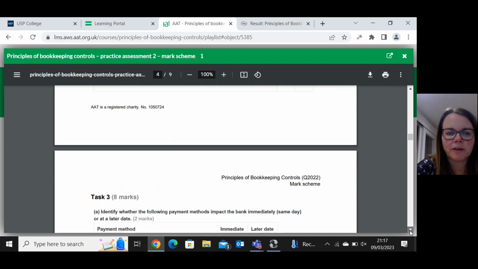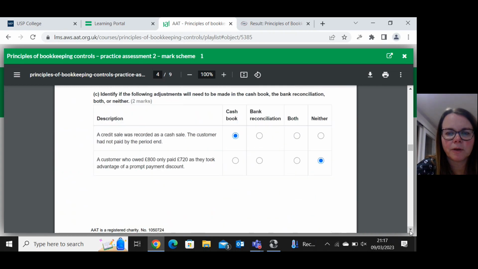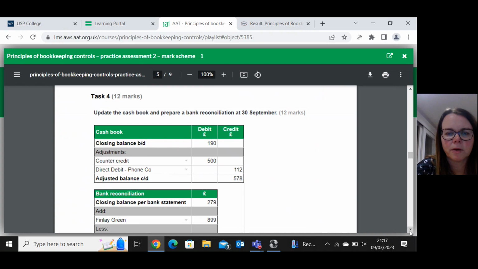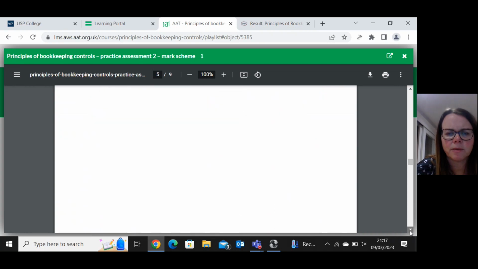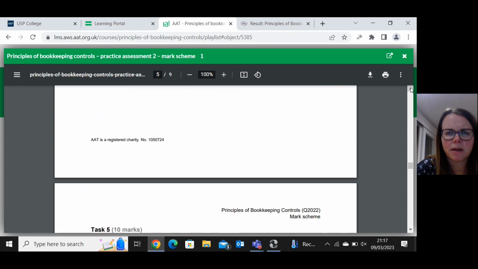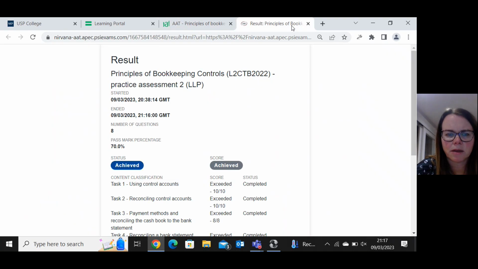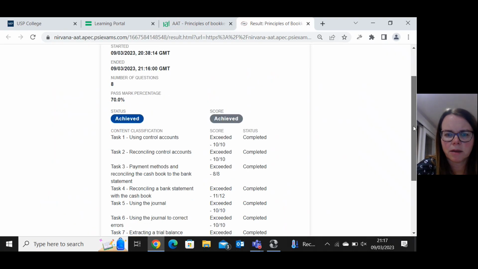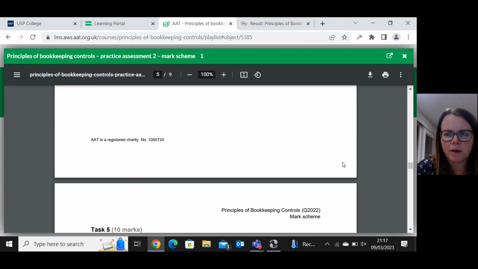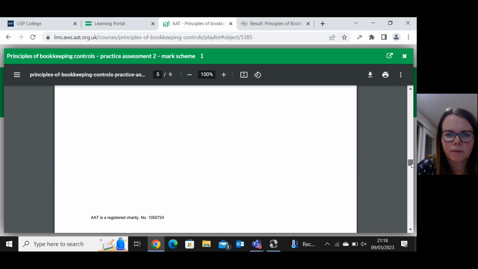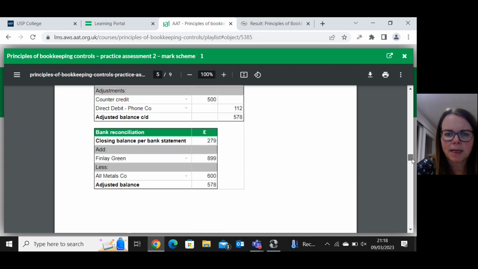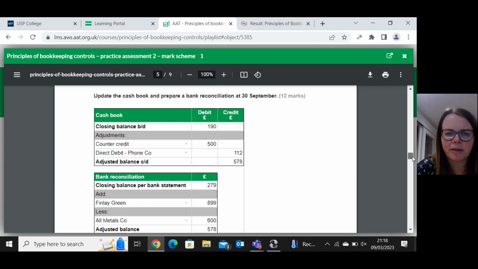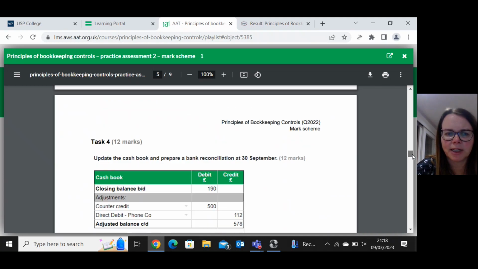Just going to have a quick look at the answers for task 4. Is the bank rec? Why did I only get 11 out of 12? I guess I didn't enter in the last number or something, because I'm pretty confident it did match.